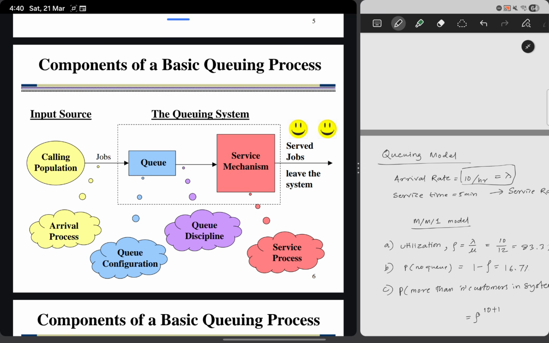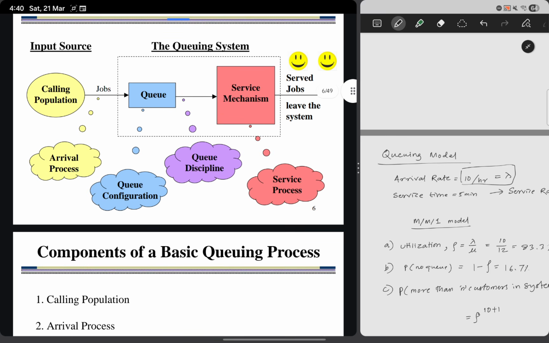So the components of the queuing process. Basically there are three major components. The calling population, I mean the people who are coming to the system and standing in the queue. And then you have the queue, and then there is one server where people are getting serviced. So we need to learn about the arrival process, the queue discipline and the service process.